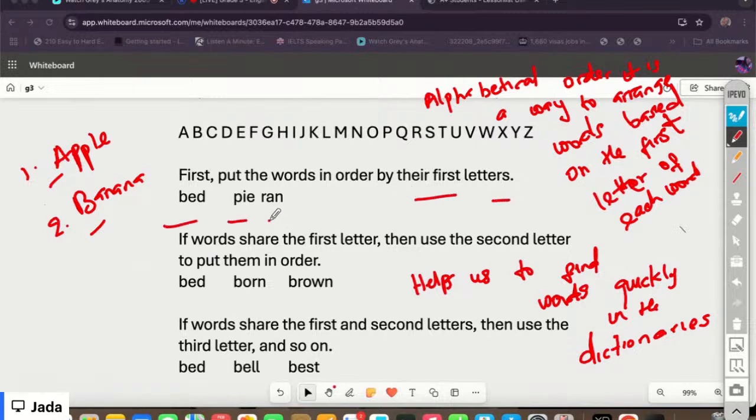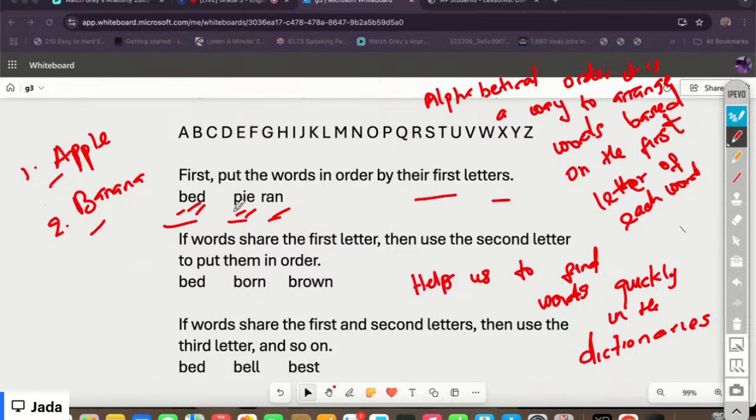All right, so the first one, you have to put words in order by their first letters. So you have to look at their first letters and then you put the words in order. So for example, we have bed, pie, run. So of course we know that B comes before P, right? And P comes before R. All right, so that's the right order. So bed comes first because of B, and then pie comes next, and run the last one.